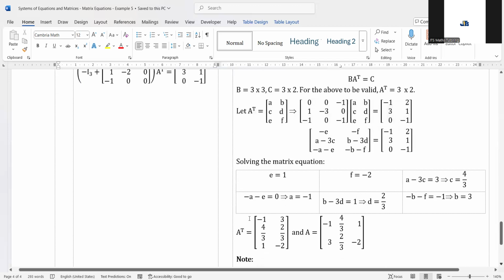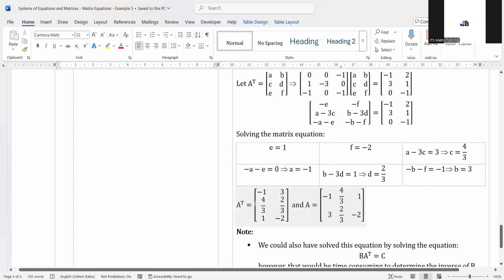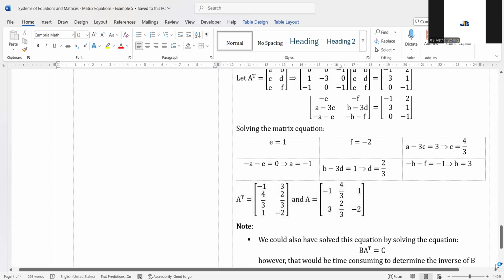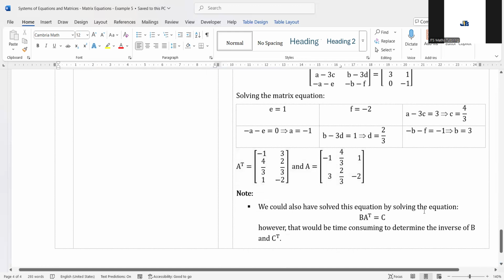Beautiful. This is what you get as your A transpose. But remember, we are solving for A. So we take the transpose of this transpose, and this is what our A is going to be. What we could also have done is solve this equation by assuming that after everything has been said and done, what is inside the brackets is B, and multiplied by that. When you do that, you notice that it was actually going to be defined, but I did not decide to go that route because it is going to be time consuming.